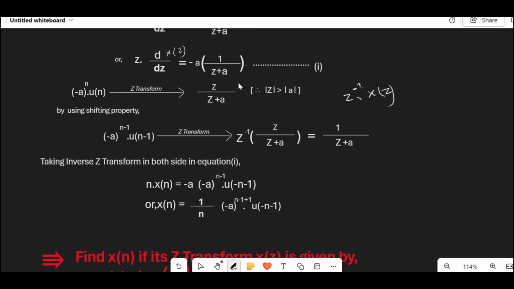If we consider the left part, the inverse Z transform is n into x of n. And if we consider the right-sided part in equation 1, then we find this inverse Z transform.